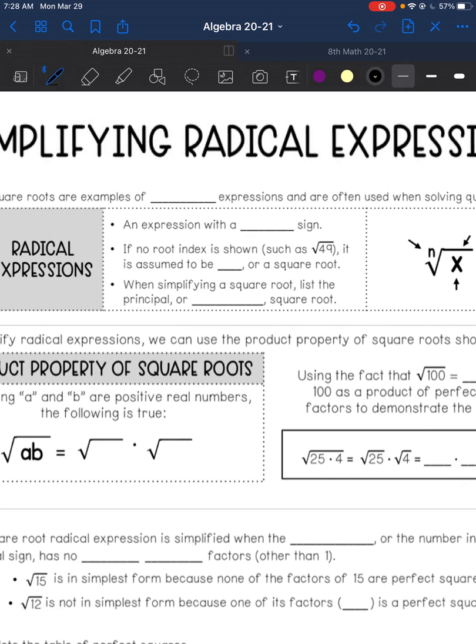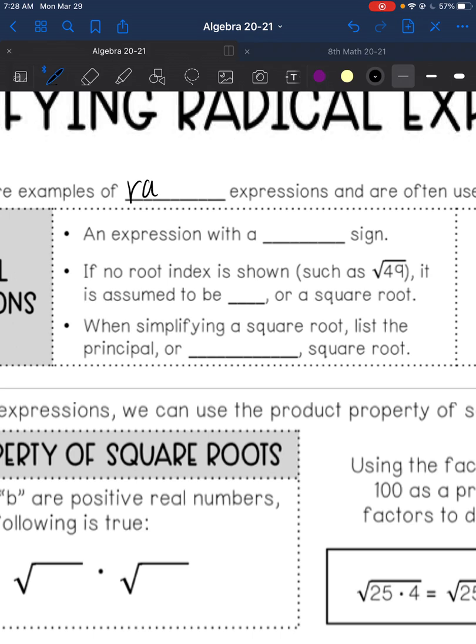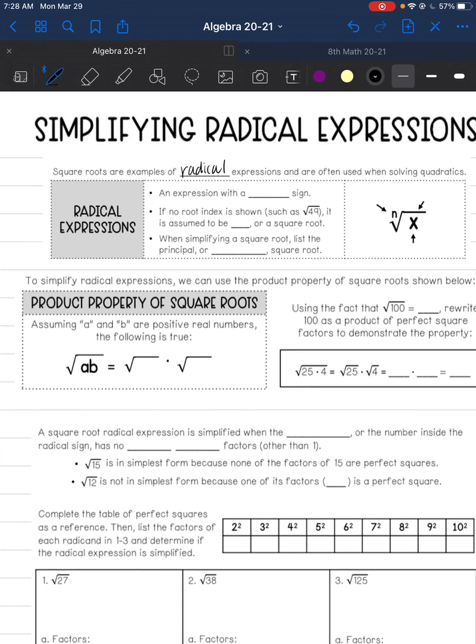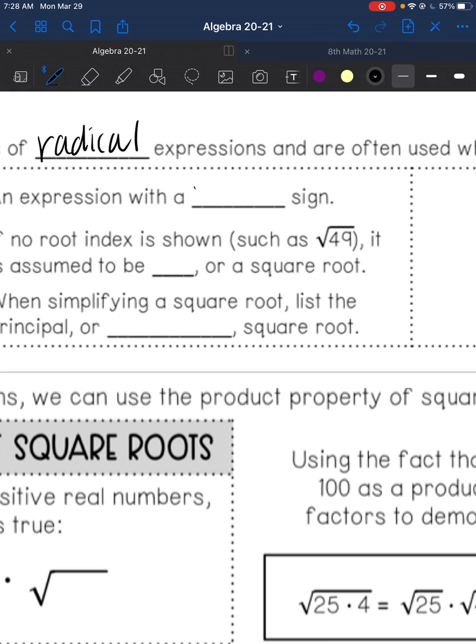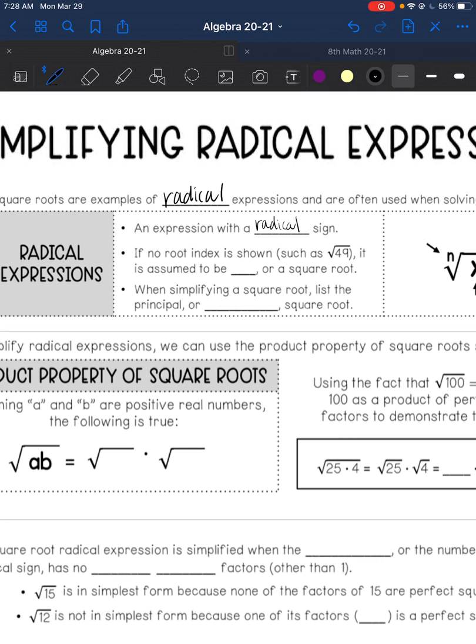So square roots are examples of radicals or radical expressions, and are often used when solving quadratics. A radical expression is an expression with a radical sign. If no root index is shown, such as the square root of 49, it is assumed to be 2, or a square root.